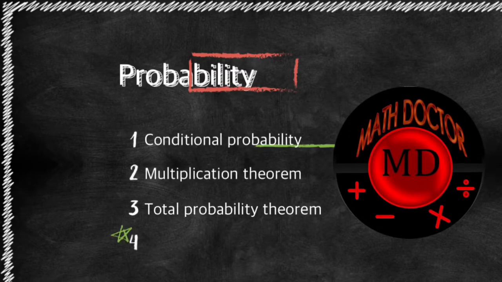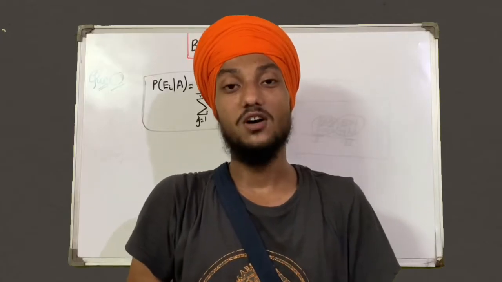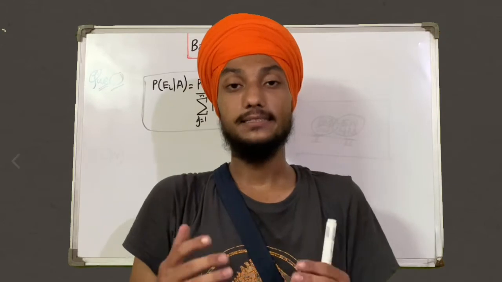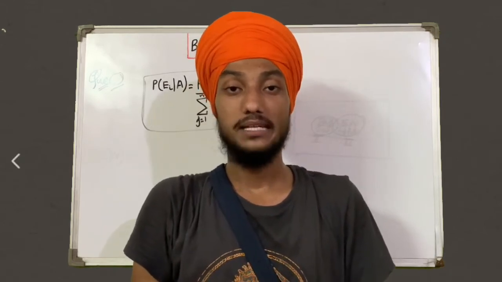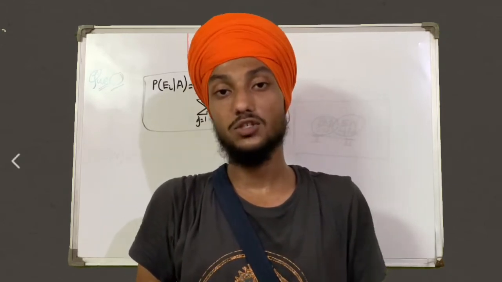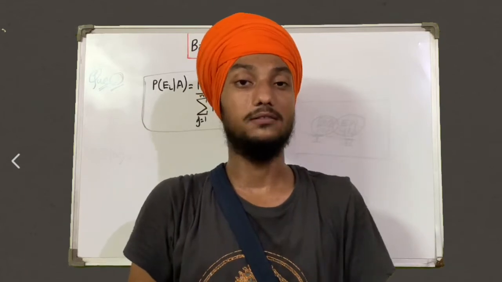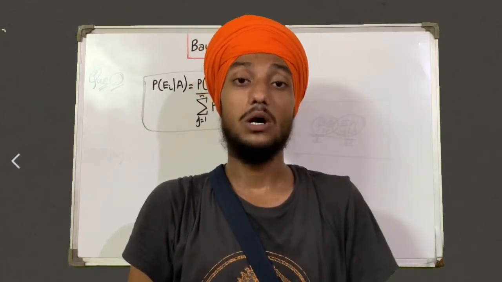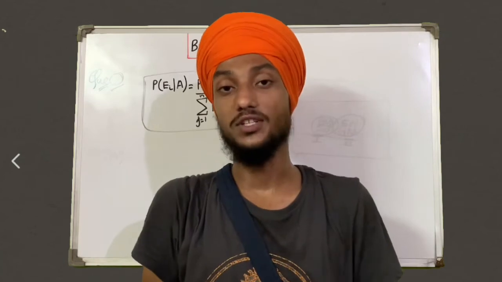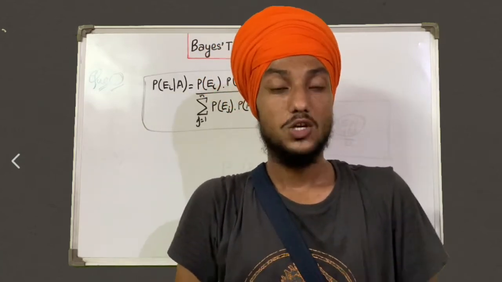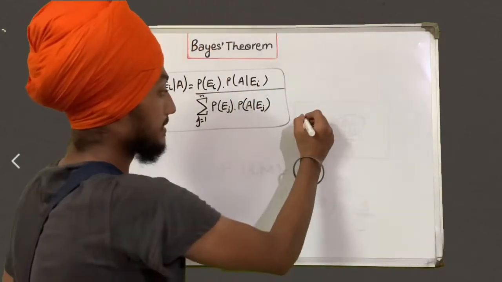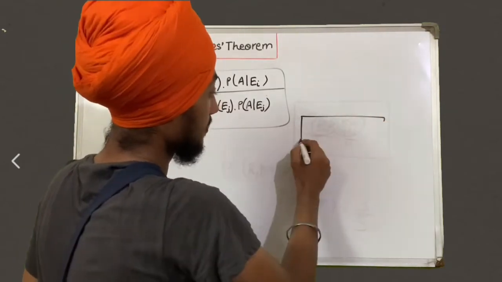So in this lecture, we are going to look at the next part of the total probability theorem. In the previous lectures, we discussed conditional probability and the total probability theorem. Now let's begin with the main part of the chapter, that is Bayes theorem. Bayes theorem simply indicates, let's look at the example.